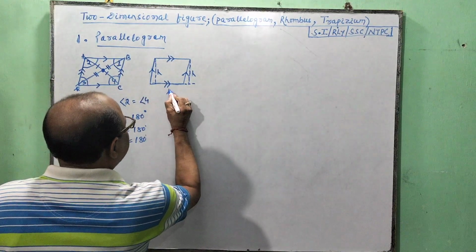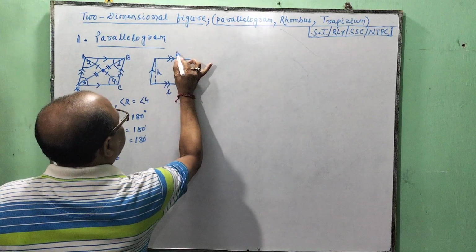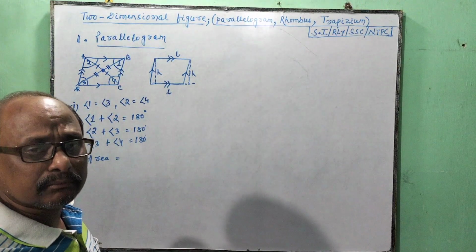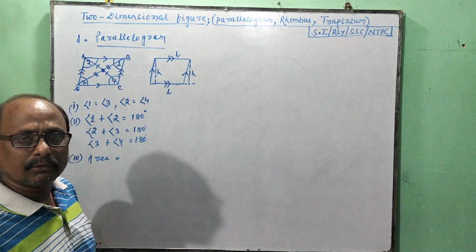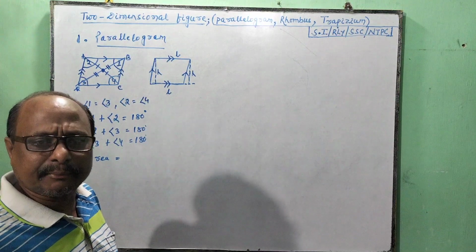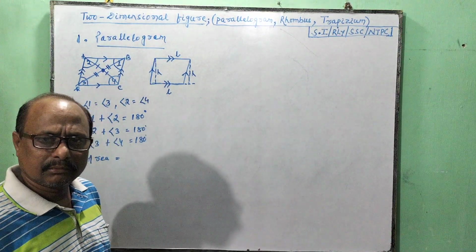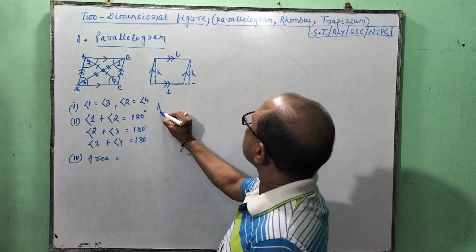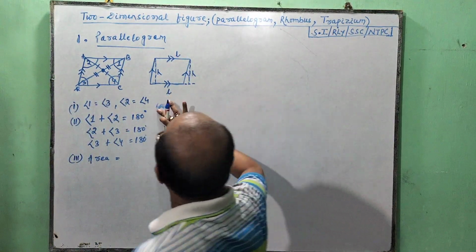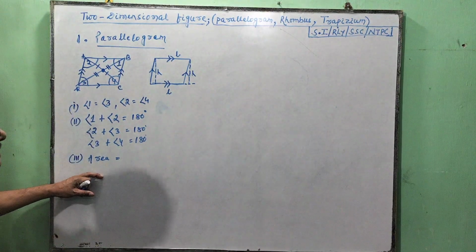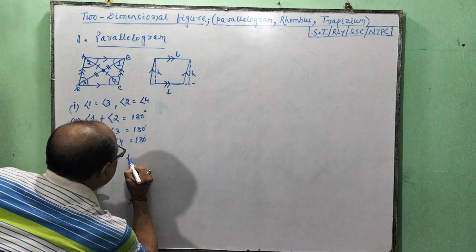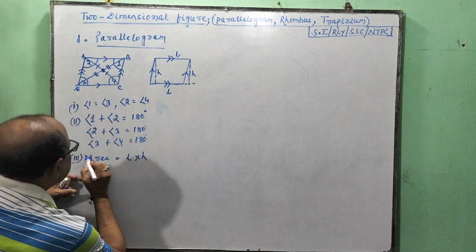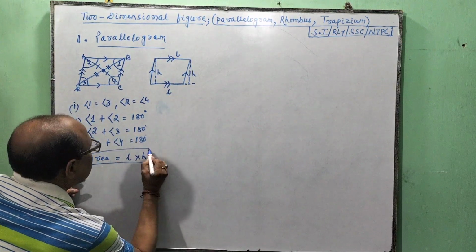Suppose it is length L. So it is L because the opposite sides of parallelogram are equal. Opposite angles of the parallelogram are equal. And so the area is equal to L into H. So this is the formula of the area.